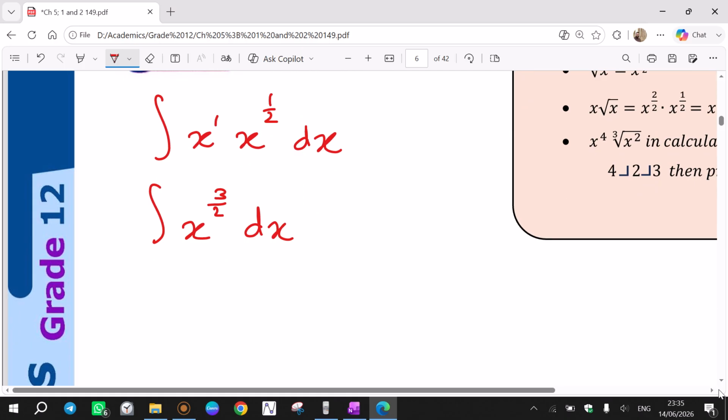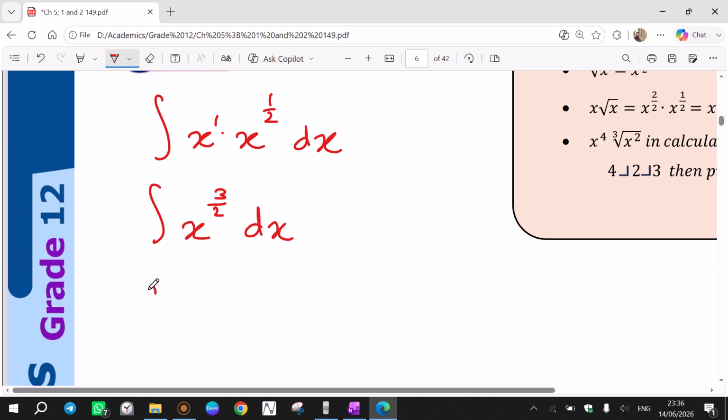Until now I am simplifying the terms inside the integral. I did not do the integral yet. So I'm not allowed to say x power 3 over 2 over 3 over 2, no, because the integral sign is still there. I did not do the integral yet. I'm only multiplying and simplifying the terms inside the integral.